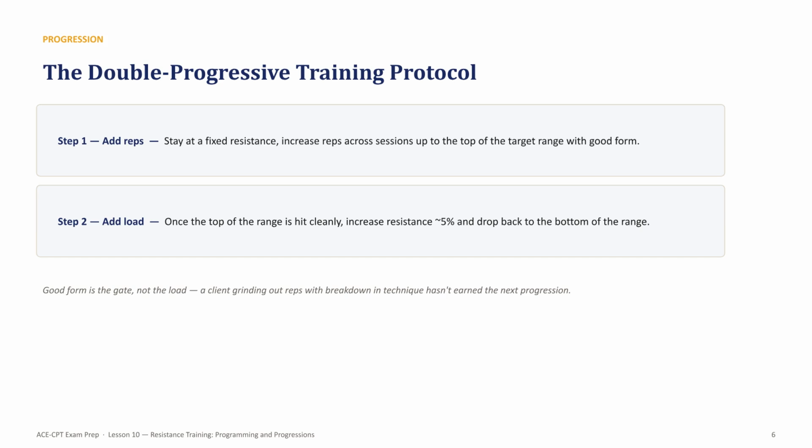A client grinding out reps with breakdown in technique hasn't actually earned the next progression, even if the number on the rep counter says they did. The form has to be clean before the resistance goes up. That's the test question waiting to happen.